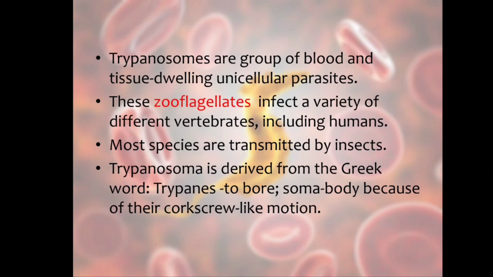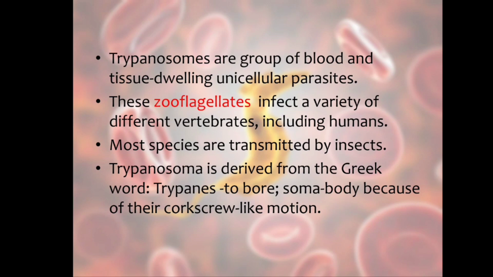Trypanosomes are a group of blood and tissue dwelling unicellular parasites. They belong to the category of zooflagellates. That means that they are flagellum bearing animal like organisms. And they are said to be parasitic in a variety of different vertebrate organisms, including human beings, and invertebrate organisms like insects.